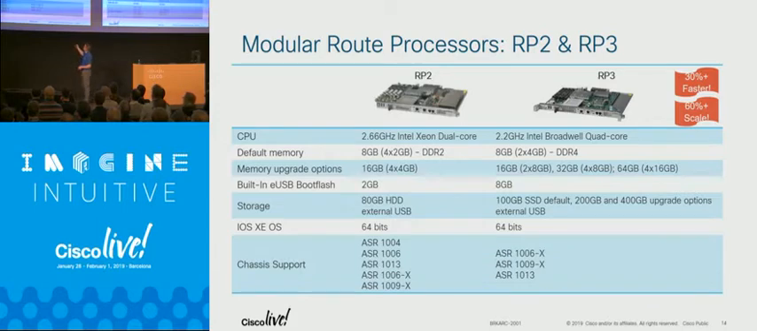And it represents 60% more scalability for the control plane. For example, the RP2 supports 6,000 DMVPN spoke sites. RP3 can scale to 10,000 DMVPN spoke sites. And the route scale is almost doubled. RP2 supports 4 million routes. RP3 supports 8 million routes.